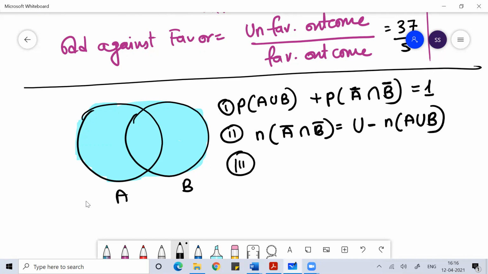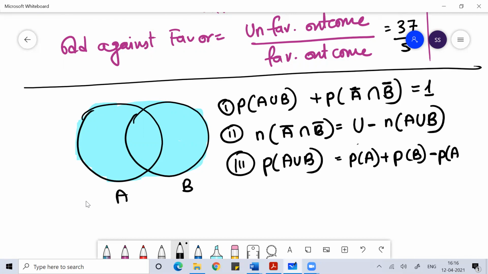Going further, when I talk of probability of A union B, what does this mean? It means that at least A or B happens, that is, the probability that either A or B happens. So A union B is probability of A plus probability of B minus probability of A intersection B. What is A intersection B? A intersection B is the area which is common to them.